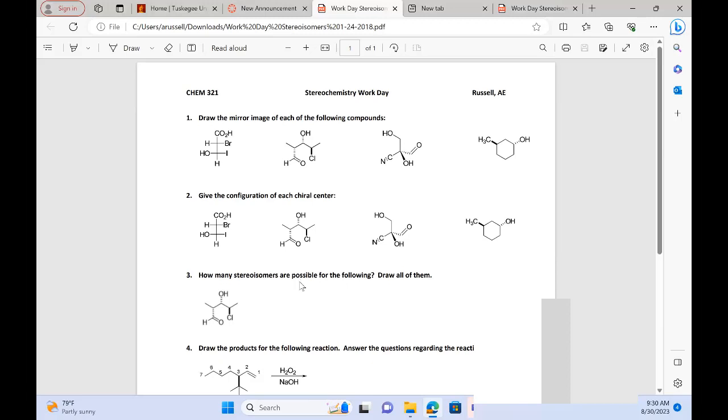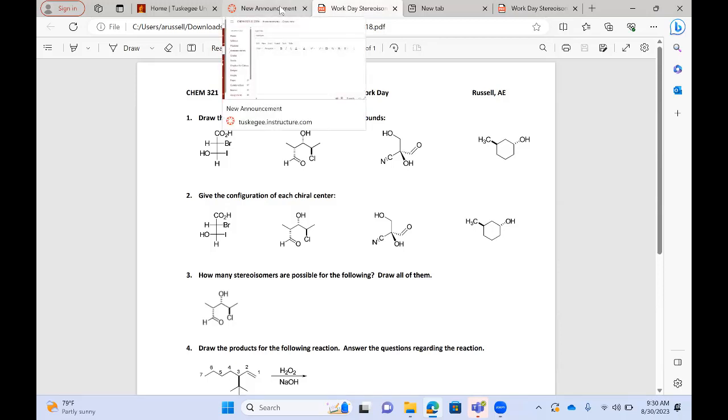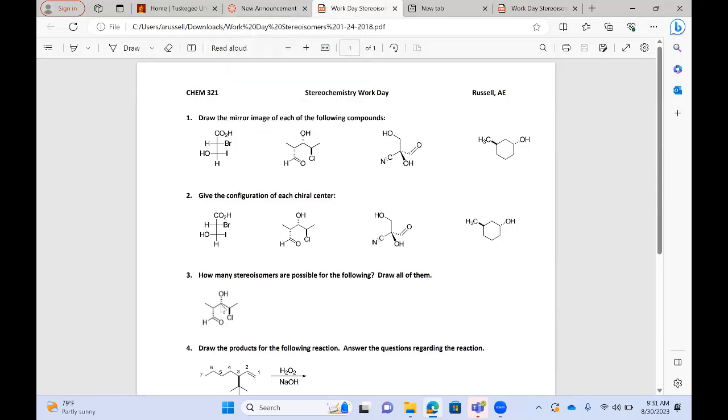So how many stereocenters are present? Find the number of chiral centers. How many chiral centers are present in that molecule in number 3? Three. There are 3 total. So there's one here, and one here. Can y'all see my cursor? Yes, sir.